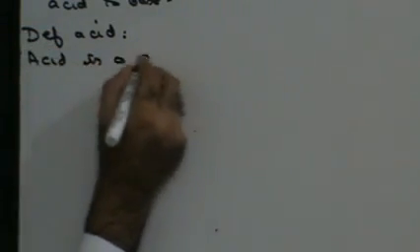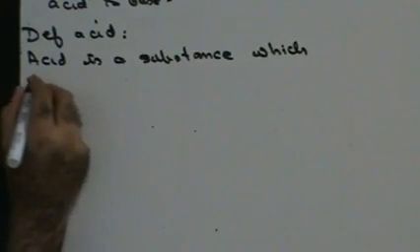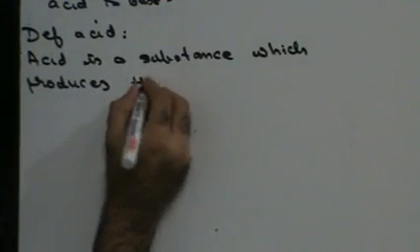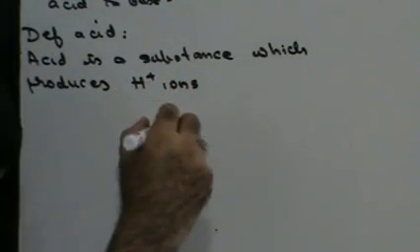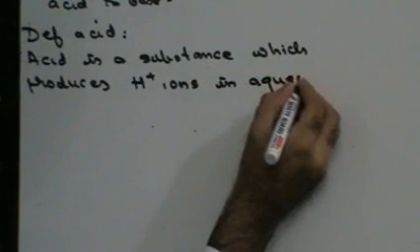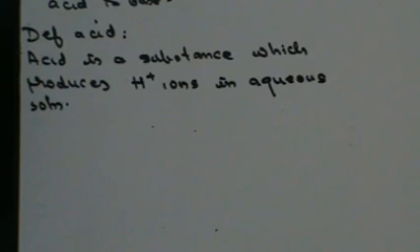Now let's see how he defines acid. According to him, any substance which produces hydrogen ion in aqueous solution is acid. He says that an acid is a substance which produces hydrogen ions in aqueous solution. So any substance that produces hydrogen ions in aqueous solution is acid.